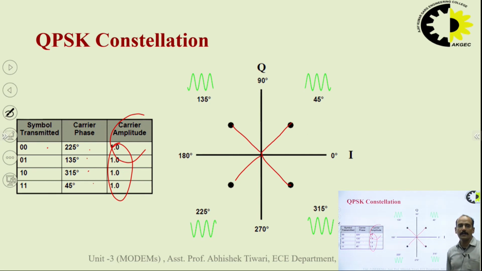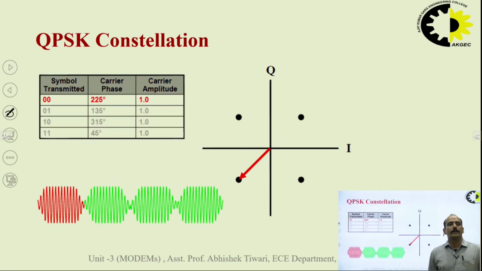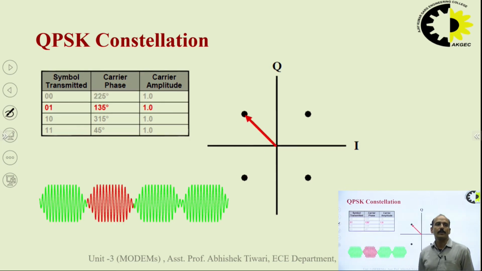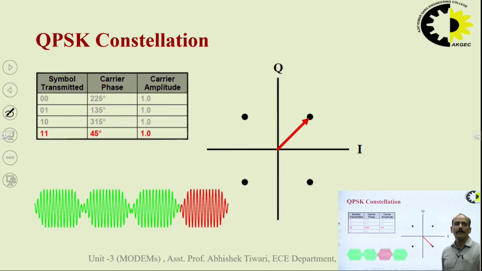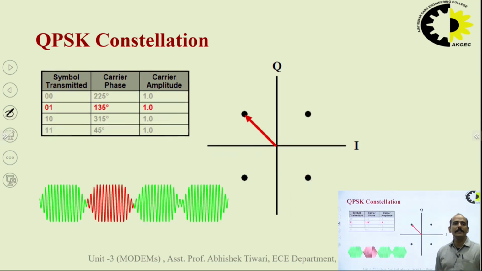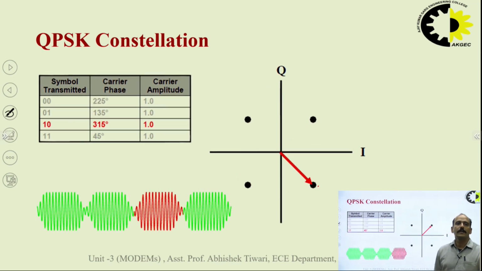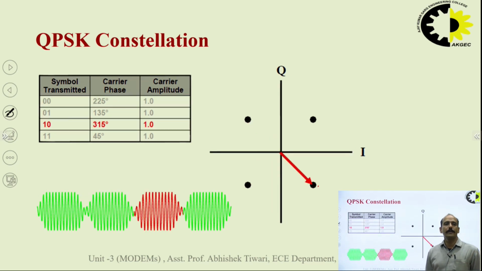So you can see that in the next diagram also. If you are going to transfer 00, it means the phase shift value is 225 degrees, and this Euclidean space is considered. Similarly for the next one, 01, this one, then 10, this one, and for 11. So you can easily understand these points, how your signal is going to be transmitted.